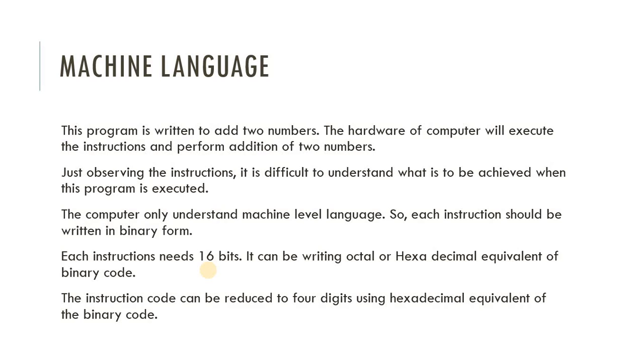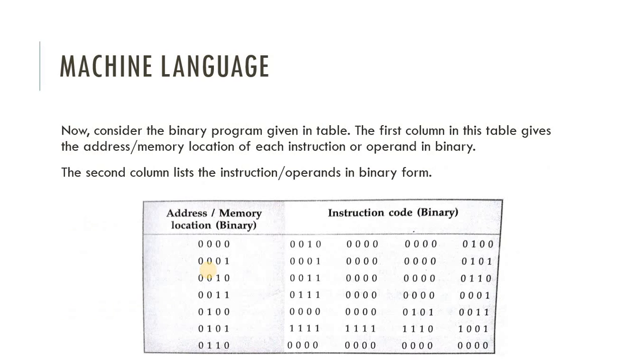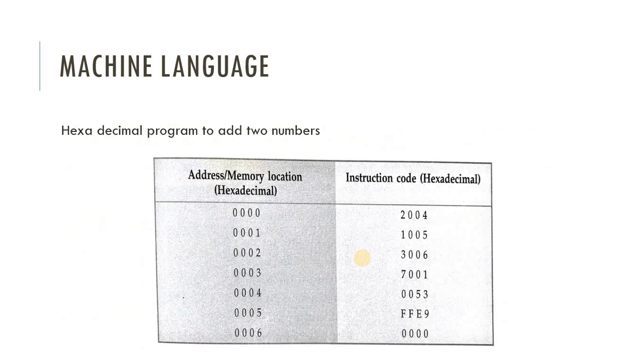The computer only understands machine-level language, so each instruction should be written in binary form. Each instruction needs 16 bits. It can be written in octal or hexadecimal equivalents of the binary code. The instruction code can be reduced to four digits using the hexadecimal equivalent of the binary code. It needs 16 bits to store the instruction, and that is a little difficult, so we can convert this format into hexadecimal code. It is something like this.